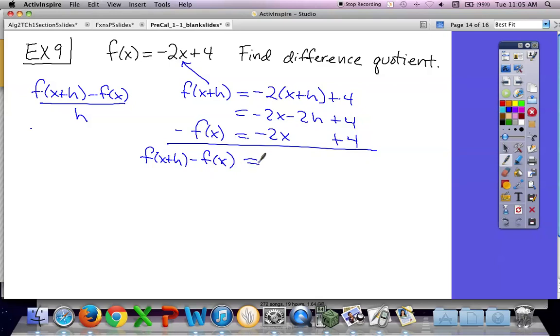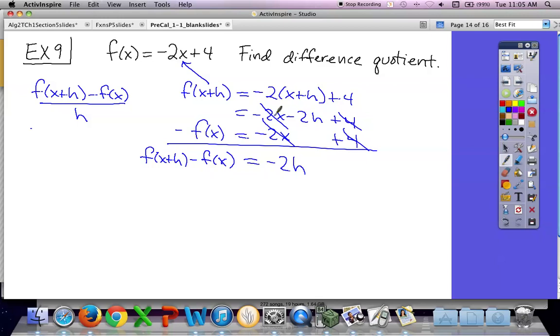Okay, now subtract. What is negative 2x minus negative 2x? They cancel. Negative 2x minus a negative 2x is like negative 2x plus 2x, which is 0. Okay, negative 2h. Okay, what is 4 minus 4? 0. They cancel. Okay, it'll always be the case when you do a difference quotient that when you do this step here, every term that doesn't have h in it should cancel. Every term that doesn't have h. So since the negative 2x and the 4 didn't have h in them, they cancel.